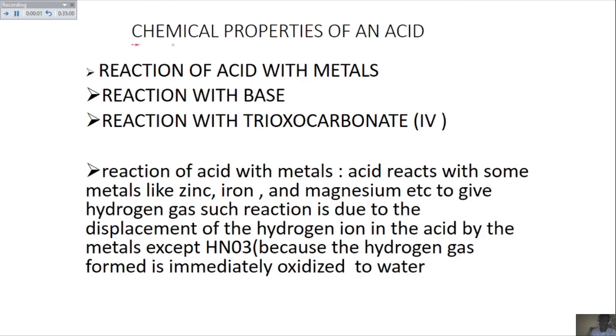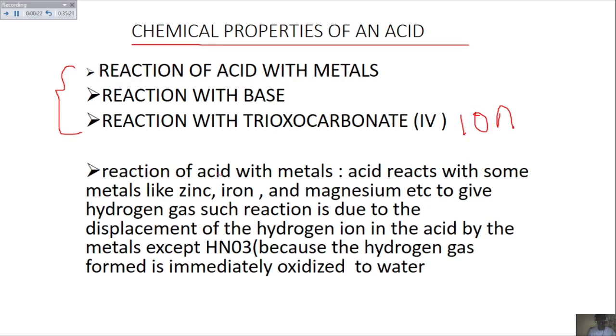Good. Now let's talk about the chemical property of an acid. Basically, when we're talking about the chemical property of an acid, we're talking about a reaction, something that involves reaction. I'll be talking about three of them here: the reaction of acid with metals, the reaction with base, and the reaction with trioxocarbonate(IV) ion.